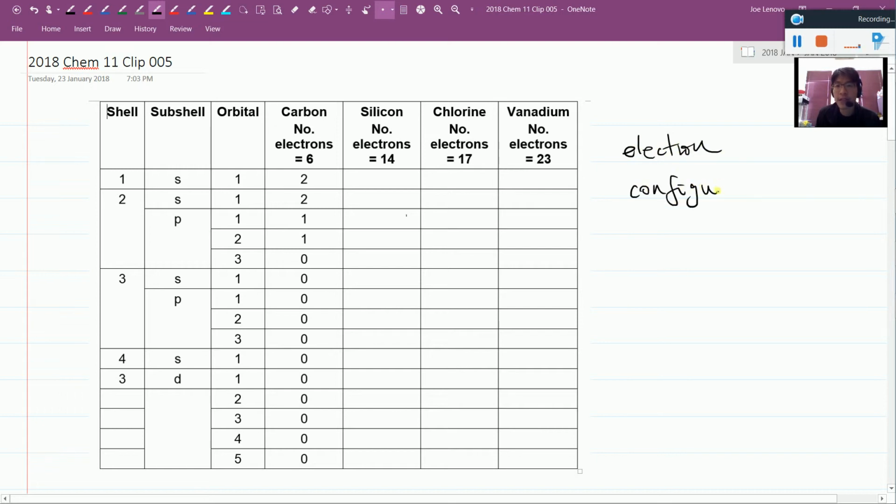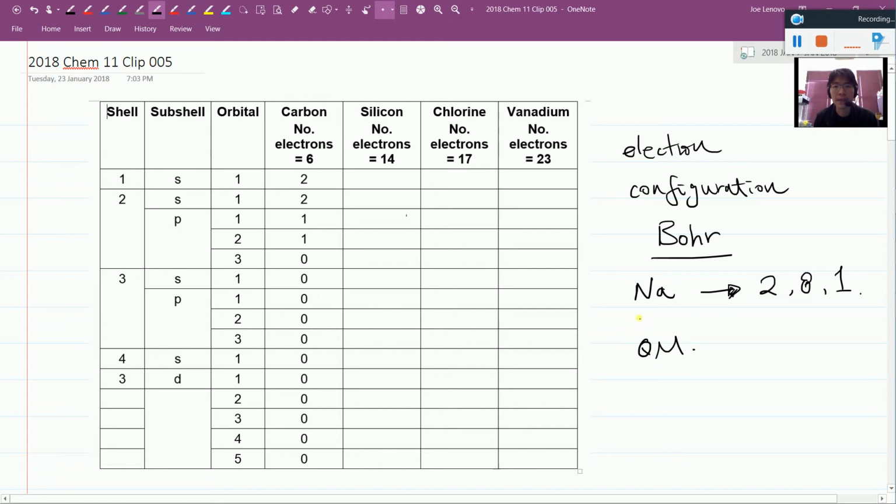Electron configurations in the previous model, which we call the Bohr model, are very easy. If you have sodium, you can write down the Bohr model electron configuration as 2, 8, and 1. I will try not to explain this anymore, but you should be able to know why we put the Bohr model as 2, 8, and 1. However, if you look at the QM model for sodium, it may not be 2, 8, and 1 anymore. We have to write this one down.